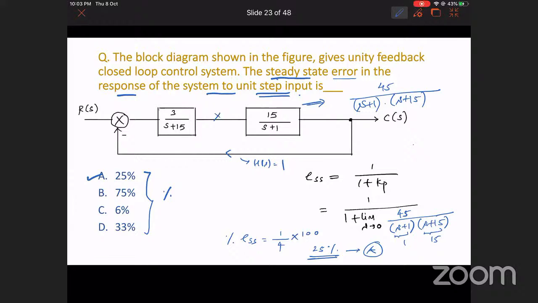I'm sure you understood those numericals. In the next lecture, we will take more numericals. We have seen ESS only in terms of input. We have not seen ESS dependency on G of s, H of s. So in the next lecture, we will go for the next part of steady state and see ESS dependency on G of s, H of s also.